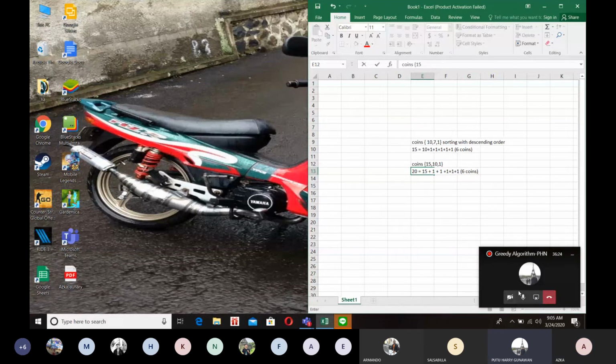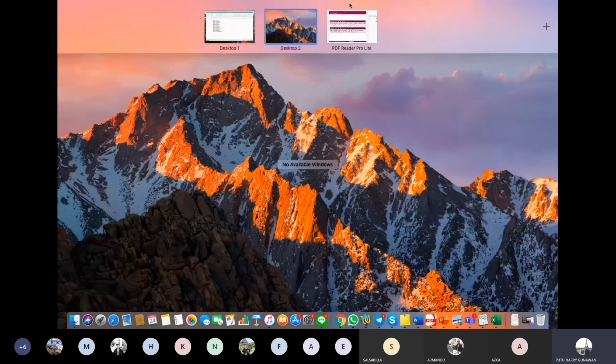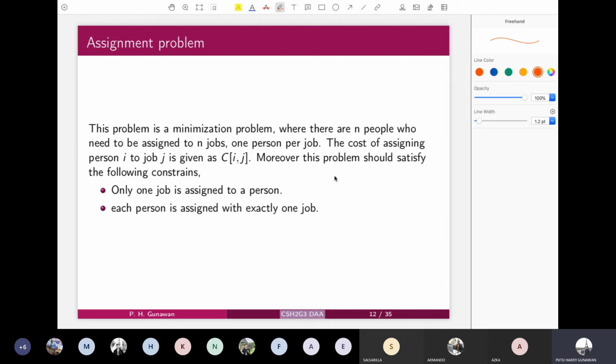So now go back to my slide. Okay. Can you see my slide? Yes, sir. Now go to the second problem. So now it's about the assignment problem. Okay, so this is the assignment problem.